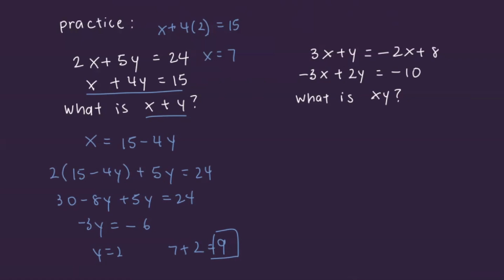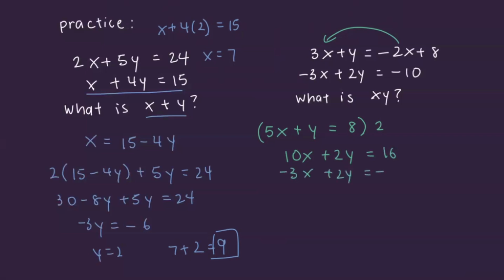Now the second one. What is x times y? Let's put all the x and y on one side. So our first equation would be 5x plus y equals 8. And let's do elimination for this one. So we need to have the coefficient of y equal 2. So multiply everything by 2. We have 10x plus 2y equals 16, and negative 3x plus 2y equals negative 10.